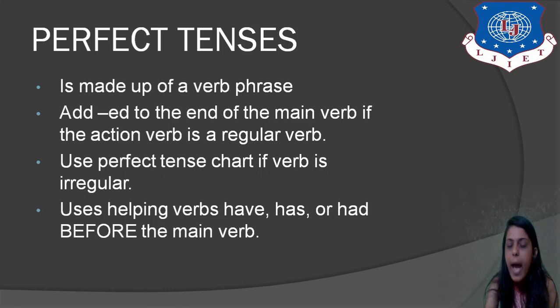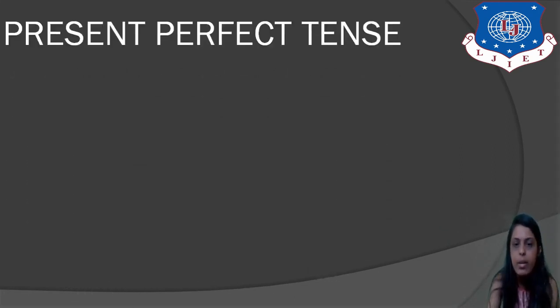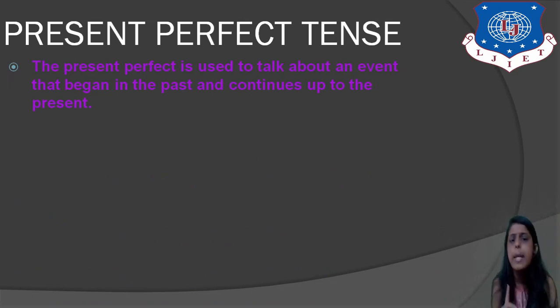It uses the helping verb have, has or had before the main verb. Whenever you are using perfect tense, whether present perfect, past perfect or future perfect, you have to use a helping verb, and then the verb will be there. For a regular verb you will add -ed, and for an irregular verb you have to look at the chart. I'll be discussing the chart also. The present perfect tense is used to talk about an event that began in the past and continues up to the present.